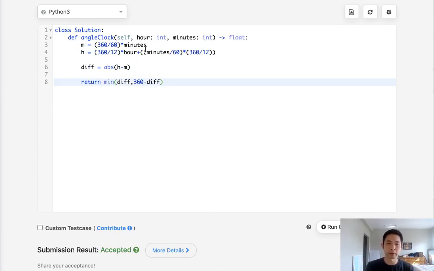You might need to play around a little bit with your math to figure out the number of degrees. But once you can figure out that the difference is going to be the absolute value between the hour hand and the minute hand, and get the minimum between that and 360 degrees minus that.